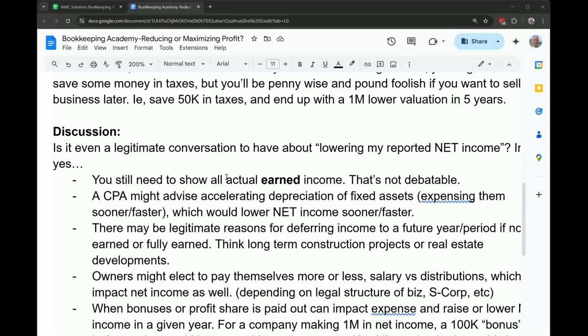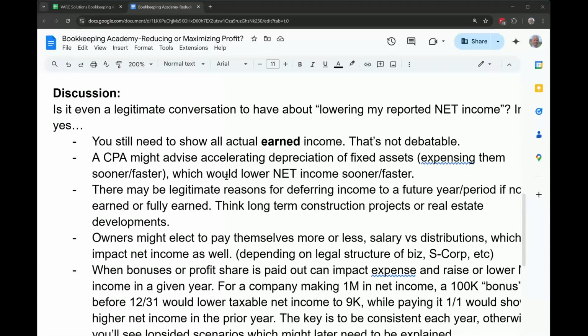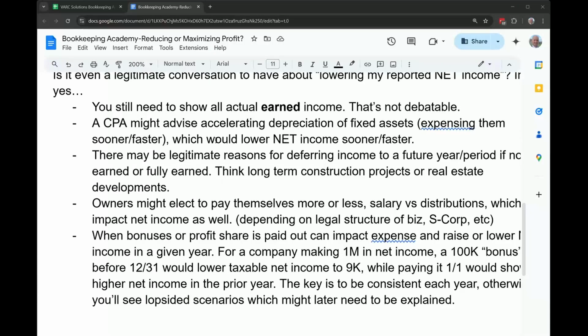So let me just throw out a few more things to round out this topic. One of the questions that I had is, is it even legitimate to have a conversation about lowering my profit? Is that something I could be doing or should be doing? Some of the things that came to my mind: first and foremost, any actual income that we've earned definitely needs to be on the books. We don't need to be touching that component. If we've earned the income, it needs to be there, period.